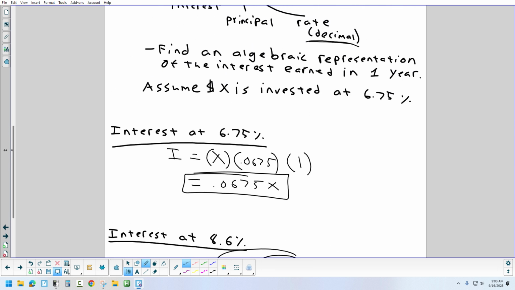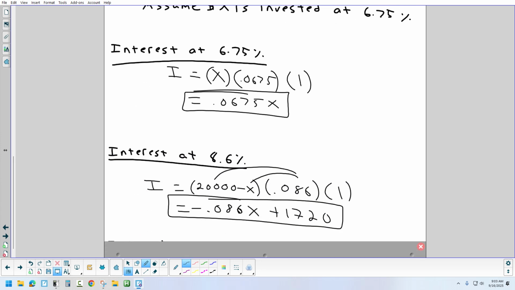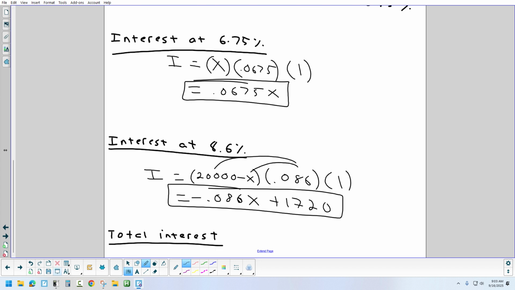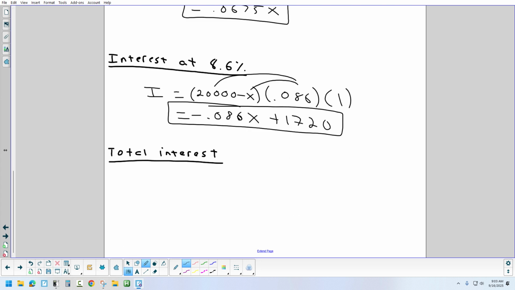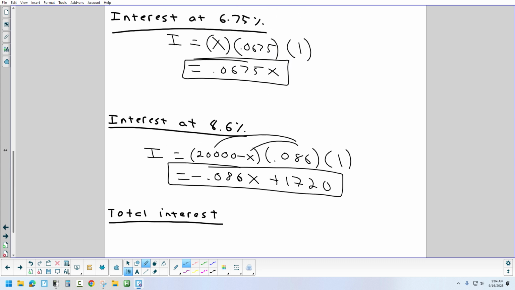Now, the question was, find an algebraic representation of the interest earned in a year. Okay. We found the interest separately for a year. Now I want to find the total. How would I find the total amount of interest that Bill's going to earn?